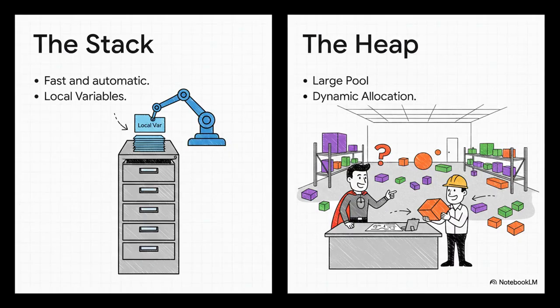Think of it like this. The stack is for all the pre-planned stuff. It's fast, it's super organized, and the computer manages it all for you automatically. The heap, on the other hand, is like this huge open warehouse of memory that your program can just walk into and request chunks from while it's running.